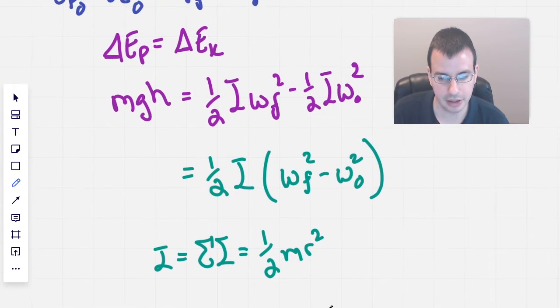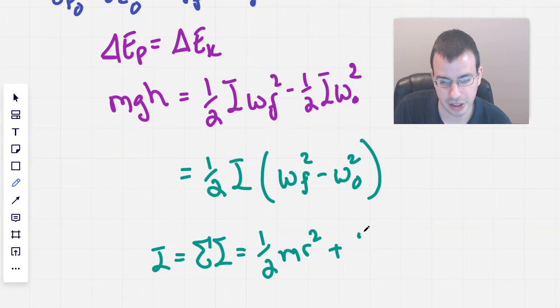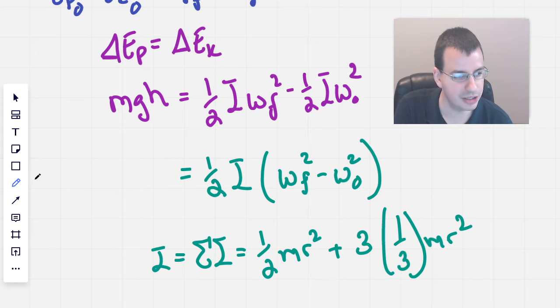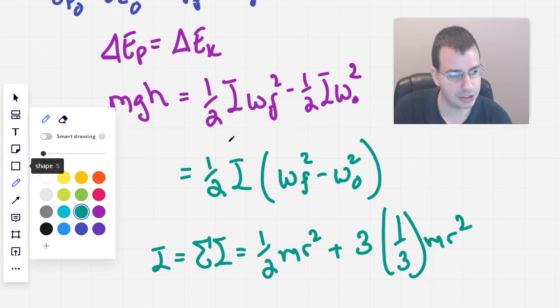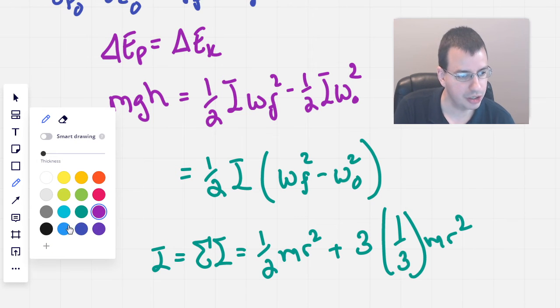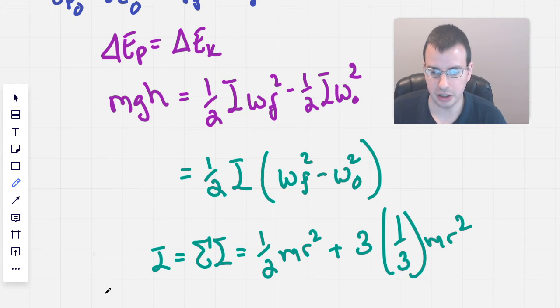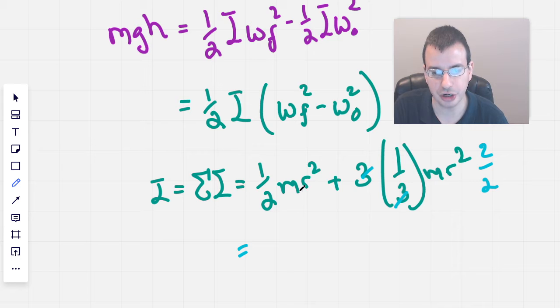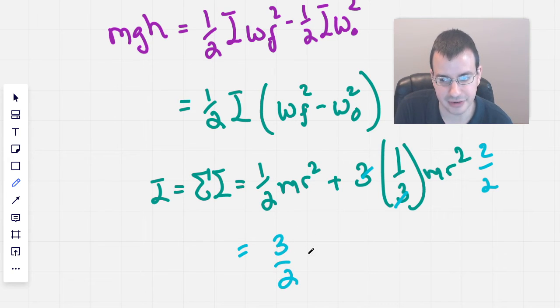So coming back here, we have plus, there'll be 3 bars. Each will be 1/3 mr squared. They used L, but L and R are the same in this situation. I'll multiply this by 2 over 2 just for a common denominator. And then we have 3 halves mr squared.